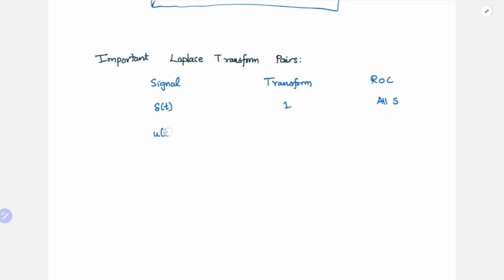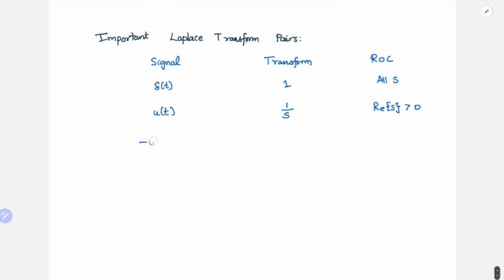My next is u of t. This was 1 by S, which we derived just now, and its region of convergence was real of S greater than 0. And we also have minus u of minus t. This will again have 1 by S. Through a similar way, for minus e power minus at u of minus t, we had 1 by S plus a. And if we tend a to 0, it will just be 1 by S. And here the real of S is less than 0.